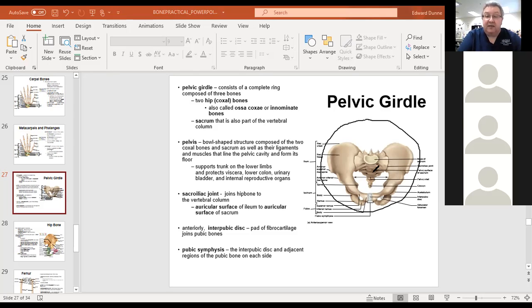So both sides of the pelvis connected with the sacrum, and that creates the pelvic girdle. All right, it's this area here that most of the lower organs basically sit, and basically where a baby's head comes through when ladies are giving birth.